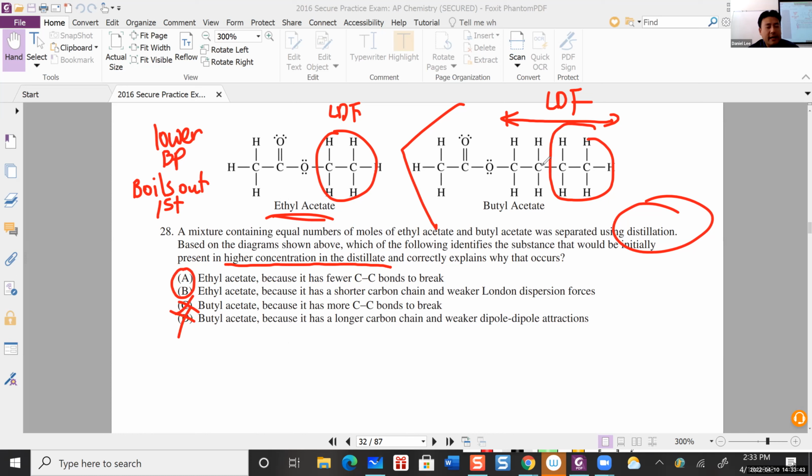Because they're longer, they have greater dispersion, so there should be a higher boiling point, right? So A and B, and then what's the reason? Not because of the carbon-carbon bond, so A is just garbage. Intermolecular force has nothing to do with covalent bonds. Intermolecular force has to do with London dispersion forces, or dipole-dipole, or hydrogen bonds. In this case, it's mostly dispersion. So it has a shorter carbon chain, only two, so therefore weaker London dispersion than the guy on the right, who has a four carbon chain, which is longer and has stronger dispersion. So the answer for 28 is B, yeah?